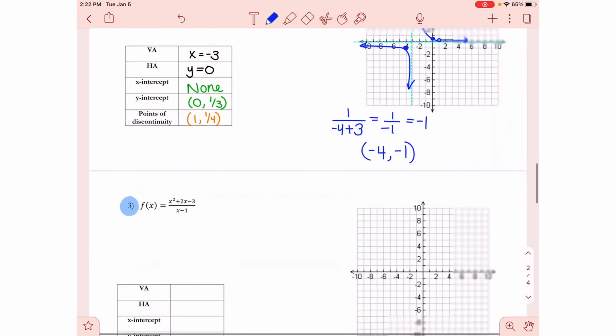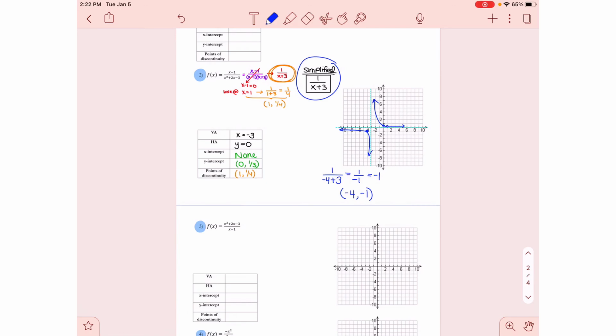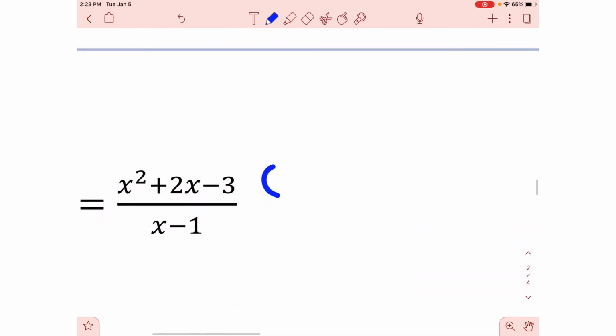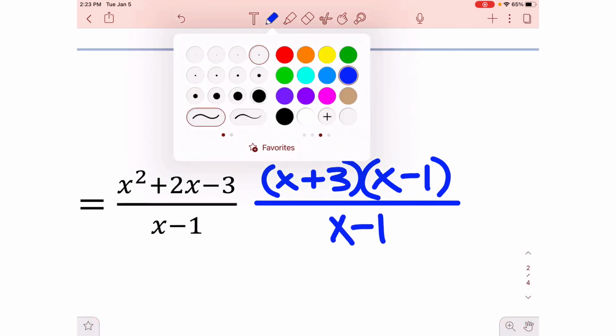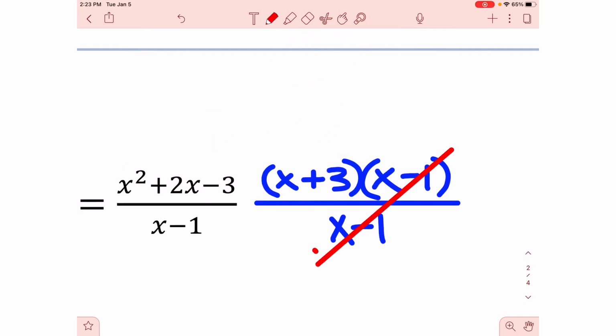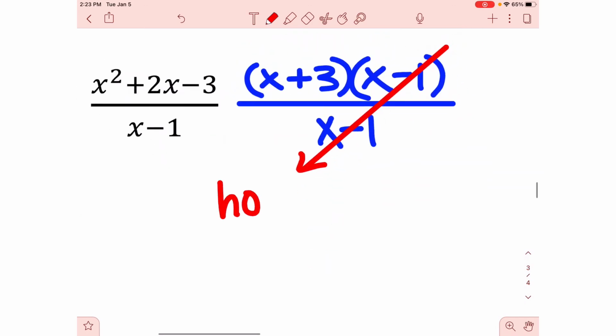Our last problem here has another hole, and this is actually my favorite kind, and it's also the most missed on assessments in this class. If you look at the problem carefully, it's the same problem as number 2, which I just flipped around. When I factor the top, it factors to x plus 3, x minus 1 over x minus 1. So this is a bizarre situation because, again, the x minus 1's cancel. I do have a hole at x equals 1.